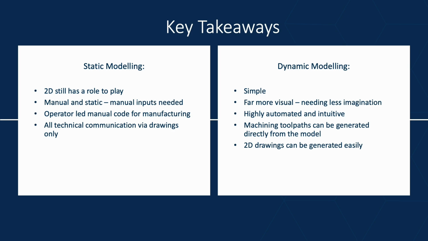It's intuitive. You can see the model as you're modeling it. You don't have to imagine it and then draw it flat. It's far more the automation level that I just spoke about as well, where you're able to send out all of the information that you need contained within the model itself. And from the 3D model, 2D drawings can then be very easily generated with a click of a couple of buttons.